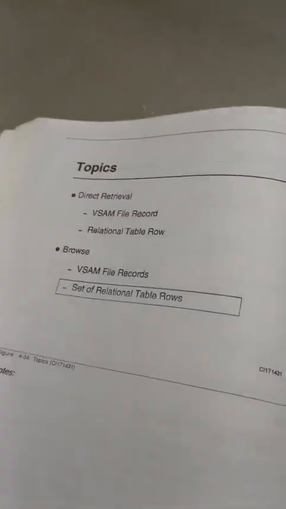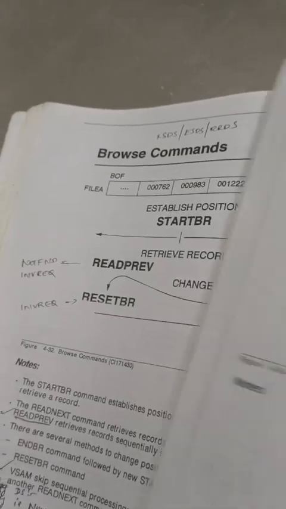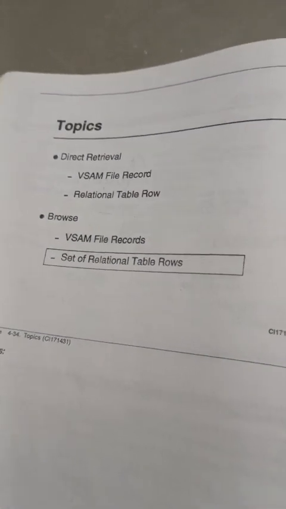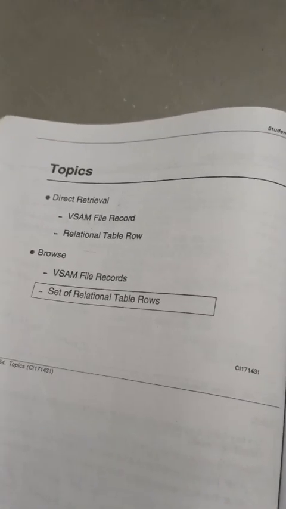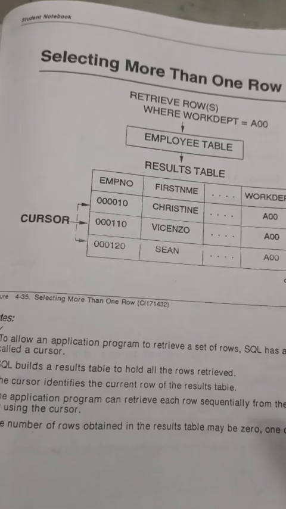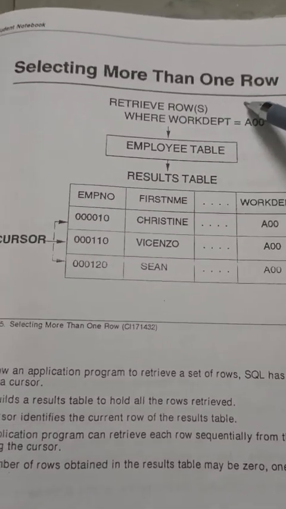That's all for how to read the VSAM file. Next we will see how to use the browse option with a relational DB2 table. I think you are already aware of how to retrieve in DB2 using cursors. We will just revise once again how to read more than one record.